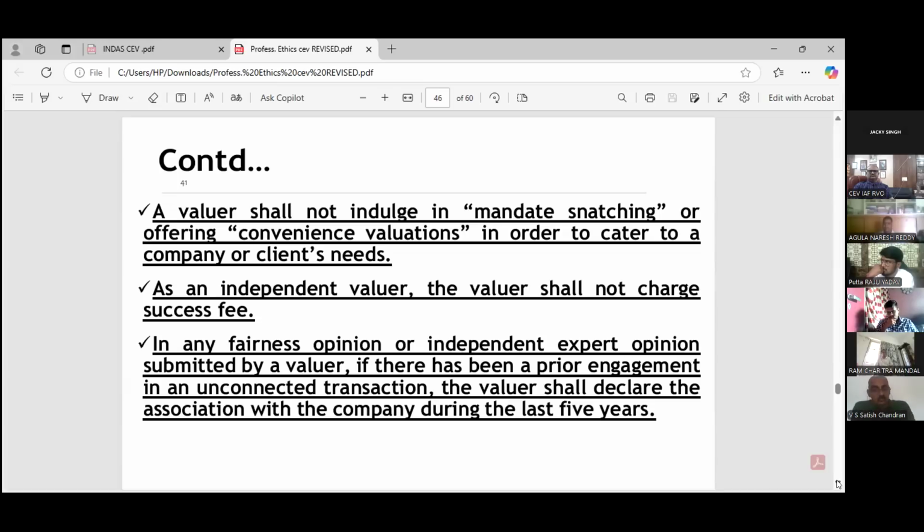Okay, and it says independent valuer. Nowhere is it written registered valuer or 34 AV valuer. They have given independent valuer. Independent valuer means covering all valuers, even the registered valuer or 34 AV valuer.